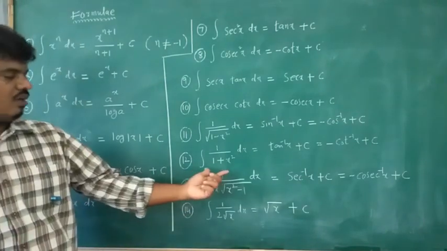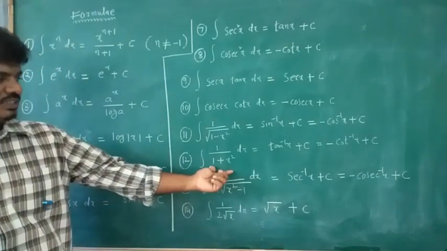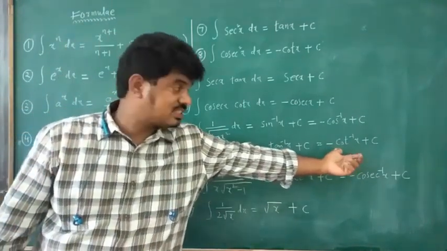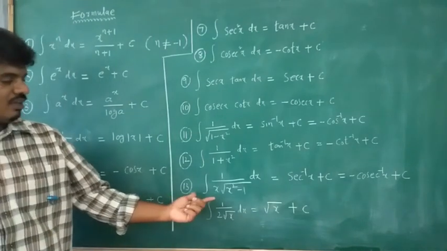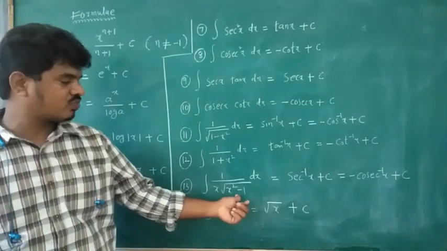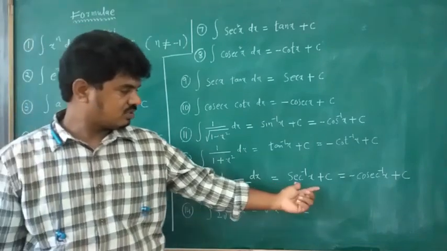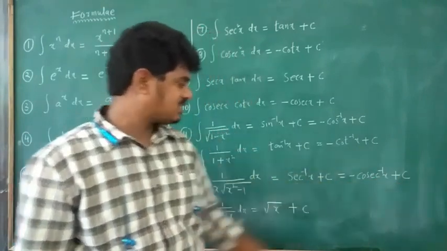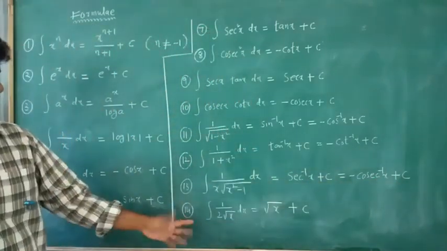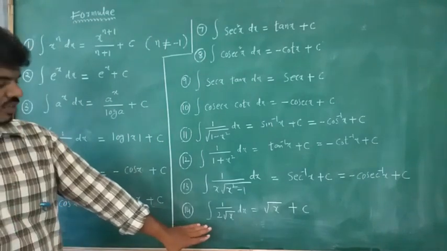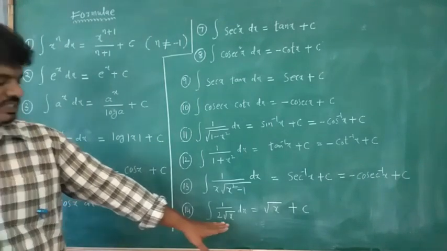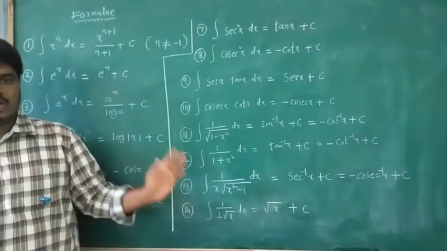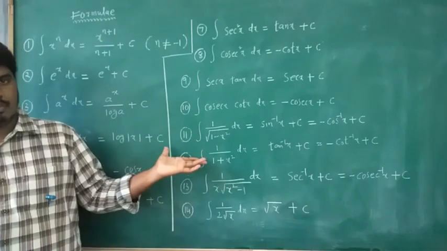12th one, the integral of 1 by 1 plus x square dx is tan inverse x plus c or minus cot inverse x plus c. 13th one, the integral of 1 by x root over x square minus 1 dx is secant inverse x plus c or minus cosecant inverse x plus c. 14th, if you want just remember, otherwise leave. That is the integral of 1 by 2 root x dx is equal to root x plus c. These 14 are very important formulae. You should know these formulae.